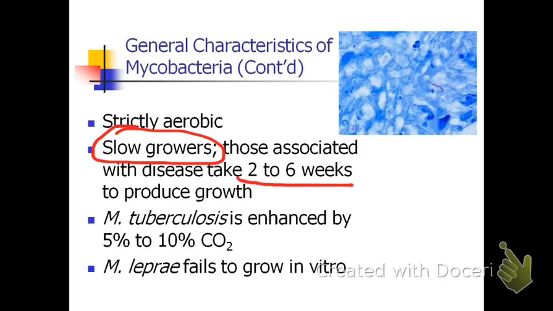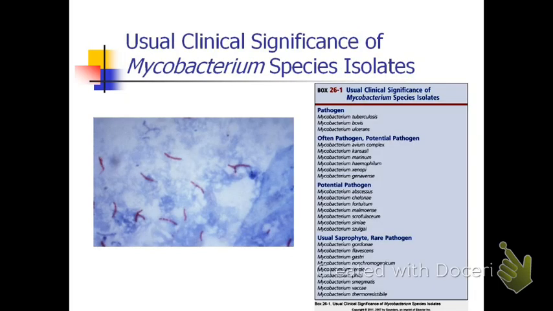On the other hand, another significantly important species of Mycobacterium is Mycobacterium leprae. This particular organism fails to grow in vitro, but interestingly, this organism could be cultivated using the foot pad of an armadillo. So, these are the different clinically significant species of Mycobacterium. If you want to have a clearer picture of this one, then you may go to box 26-1 of Mayhon, our official textbook.